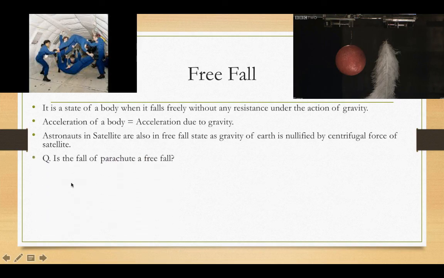Is the fall of a parachute a free fall? You know that a parachute falls down. Can you call it free fall?